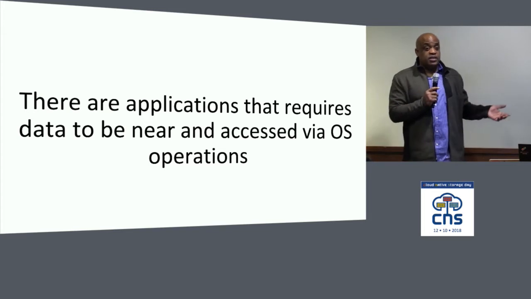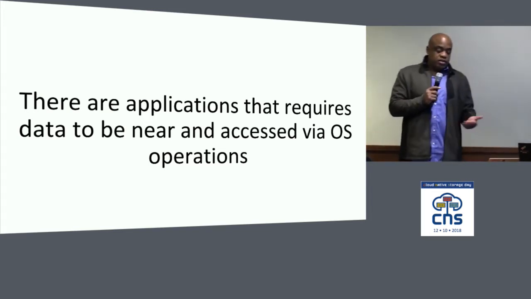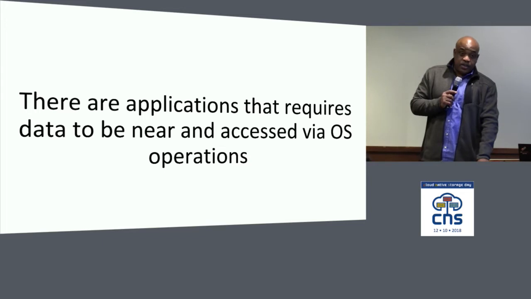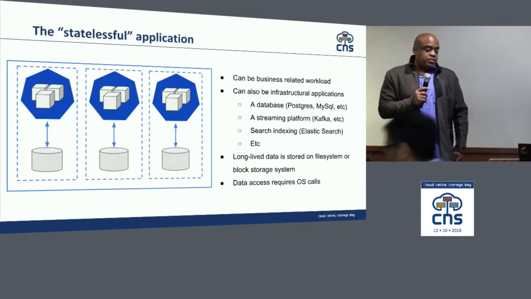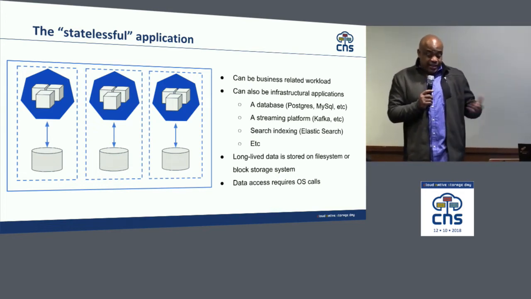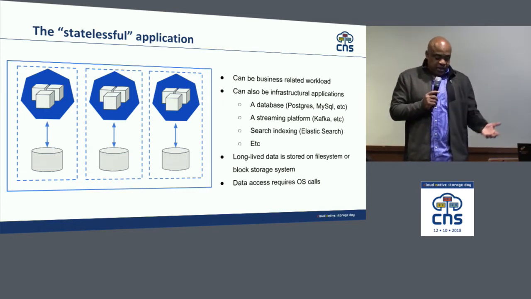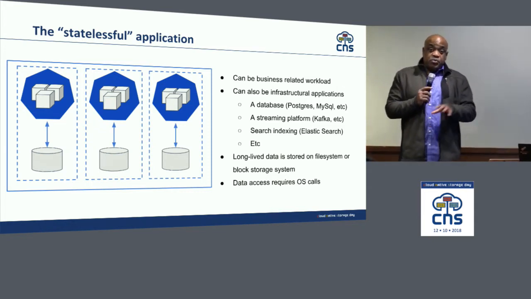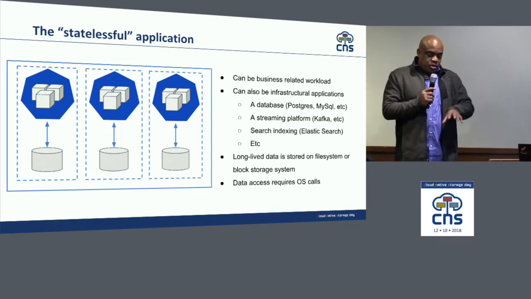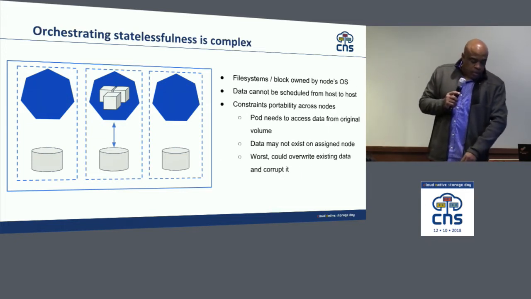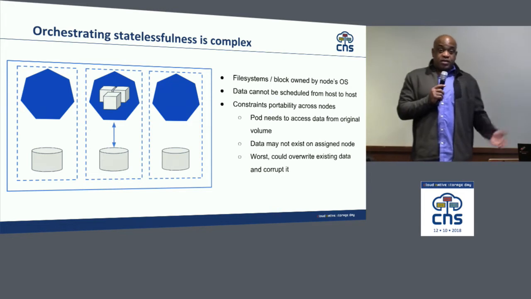However, as we'll see, there are types of applications, as I mentioned earlier, that require access to data that is closer and will use the OS itself to access that data. Now, those are usually called stateful applications. They can be business-related workloads, but a lot of times they're what we're calling infrastructural applications. They're your databases, streaming platforms, search indexing, etc. For these applications, we want the long-lived data to be on a file system somewhere, or even a block system, and a lot of times we'll require OS calls to access that data. Now, once you get to statefulness, things get a little bit more complicated.